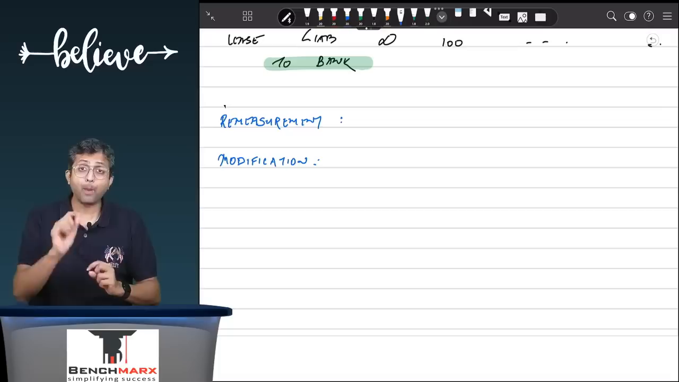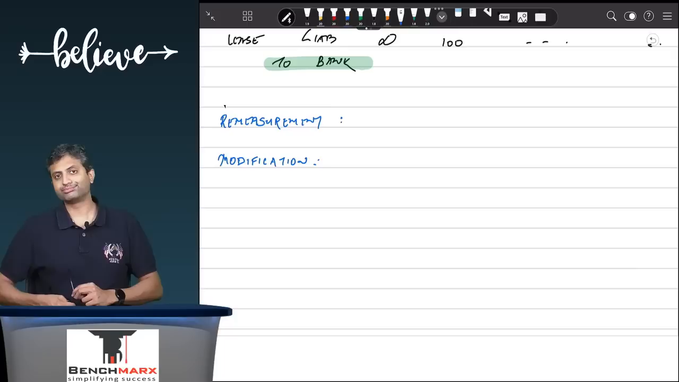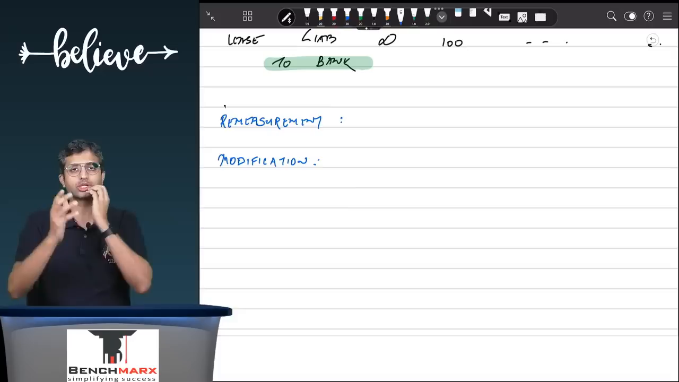So over here, there can be a change in the lease liability and the corresponding right of use asset due to either a remeasurement, which is based on existing terms and conditions of the lease, or a lease modification whereby you introduce new terms and conditions into the lease. So we will have to study lease remeasurement and lease modification separately.